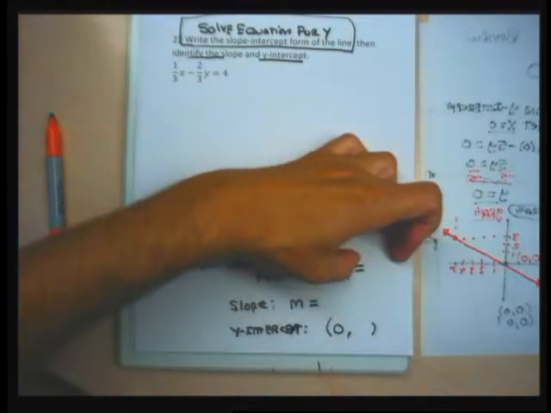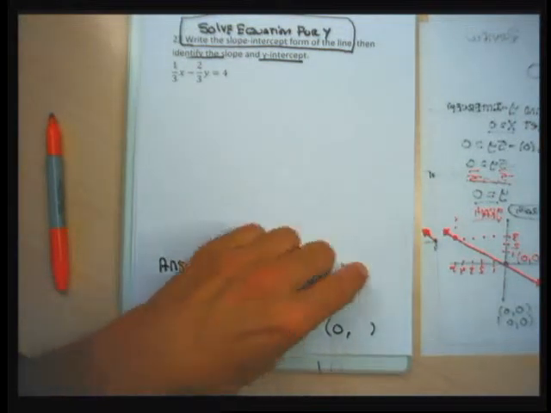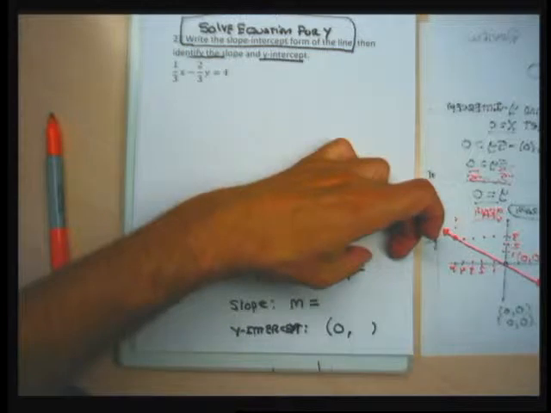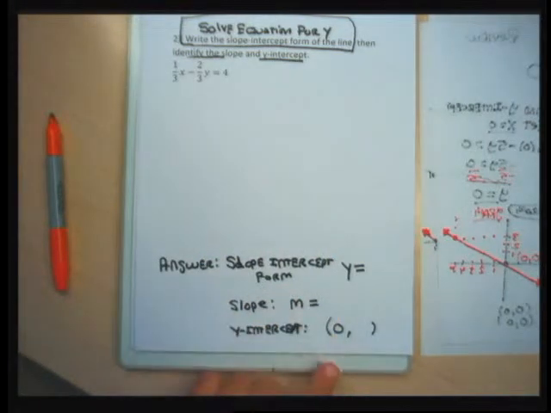One's going to be in the form y equals mx plus b. So to the left of the equal sign, I'm going to have a y. To the right of the equal sign, I'm going to have a number in front of an x, and then a number after the x. The number in front of the x I'm going to put in for the slope part of the answer. The number after the x I'm going to put is the non-zero part of the y-intercept.